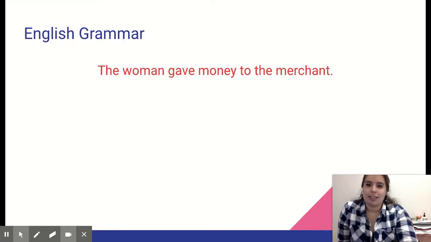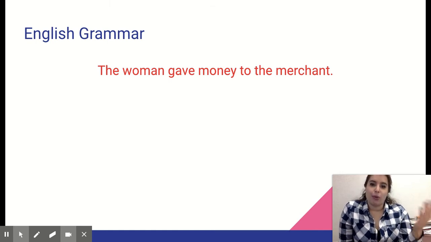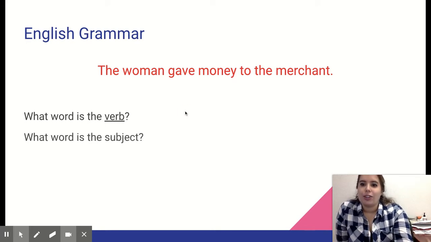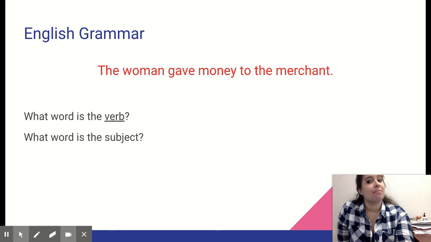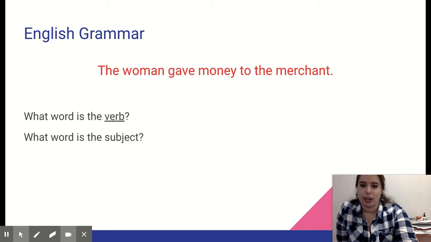So we have a sentence, the woman gave money to the merchant. Kind of following in line with some of our sentences from this chapter. So in this sentence, which word is the verb? If you said gave, you'd be correct, right? The verb is our action word. So gave is going to be our verb here, and this is a past tense verb. In Latin, it would be in the perfect tense. So which word then would be the subject? If you said woman, you are correct. Our subject is the person or thing that is doing the verb. So in this case, the woman gave. So gave is our verb, the woman is the one giving, right?